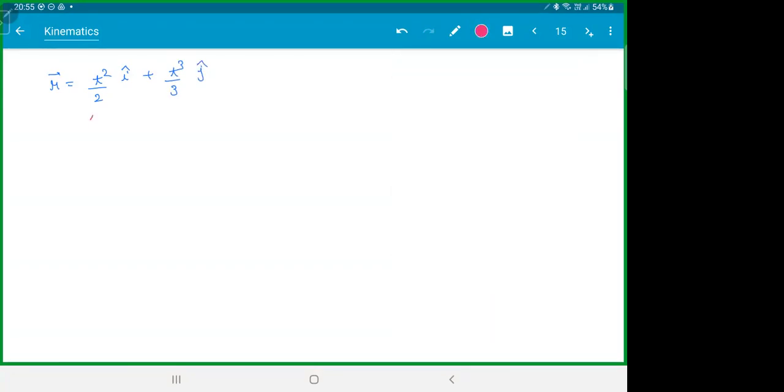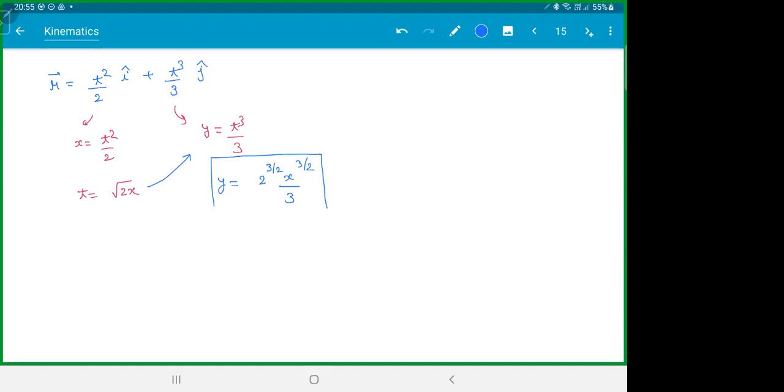If you look at this here, this is your x coordinate, which is nothing but t square by 2. This is your y coordinate, which is t cube by 3. That is a component of i cap and j cap. So from here, if I try to solve this, I end up with t is equal to root 2x. Take this and substitute in this y here. You get y is equal to 2 to the power of 3 by 2, x to the power of 3 by 2 by 3. This is called the equation of trajectory.